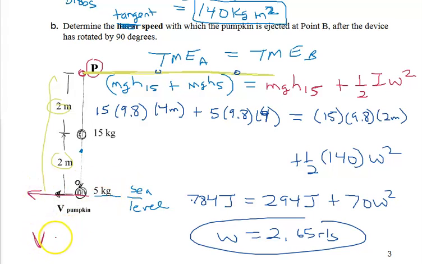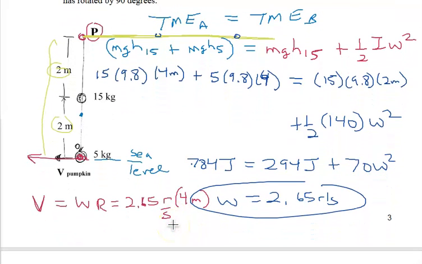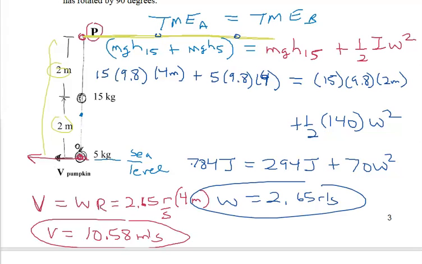So how do you find how fast something is going? Because it is being forced to rotate, v equals omega r. So you can take 2.65, look, the units will work out, radians per second, times how far is the pumpkin from the pivot? It is 4 meters away from the pivot. And so you can see your units are going to be in meters per second. So 4 times 2.65 gives you that the tangential speed is 10.58 meters per second.